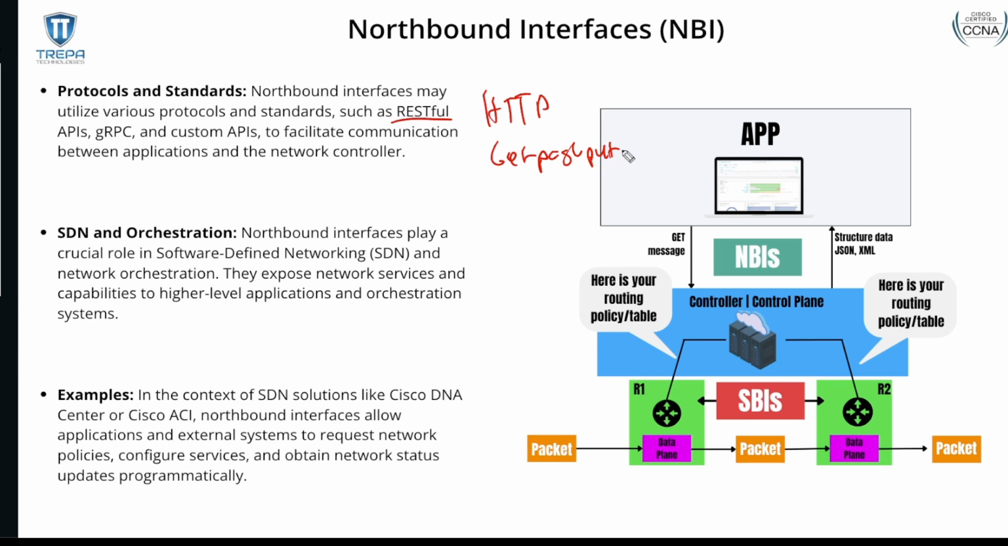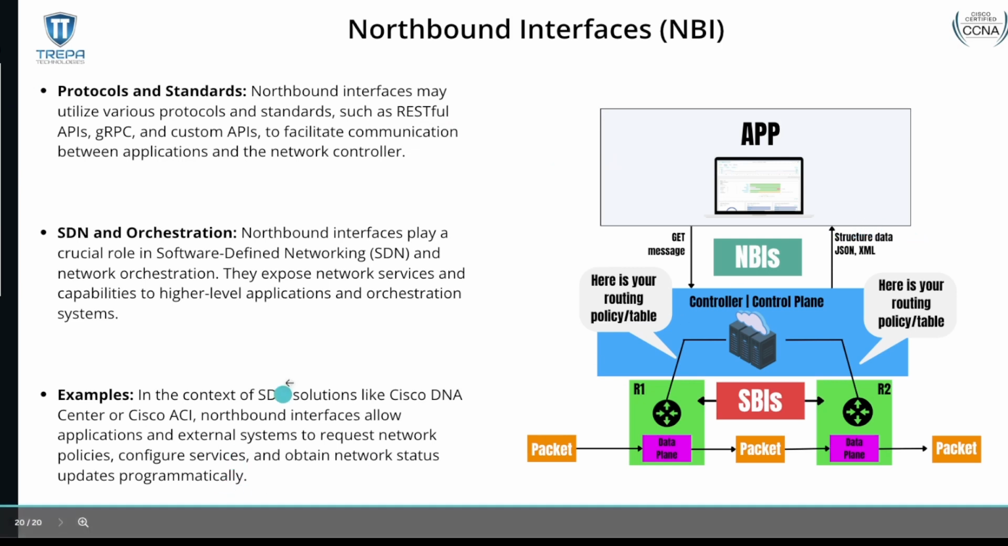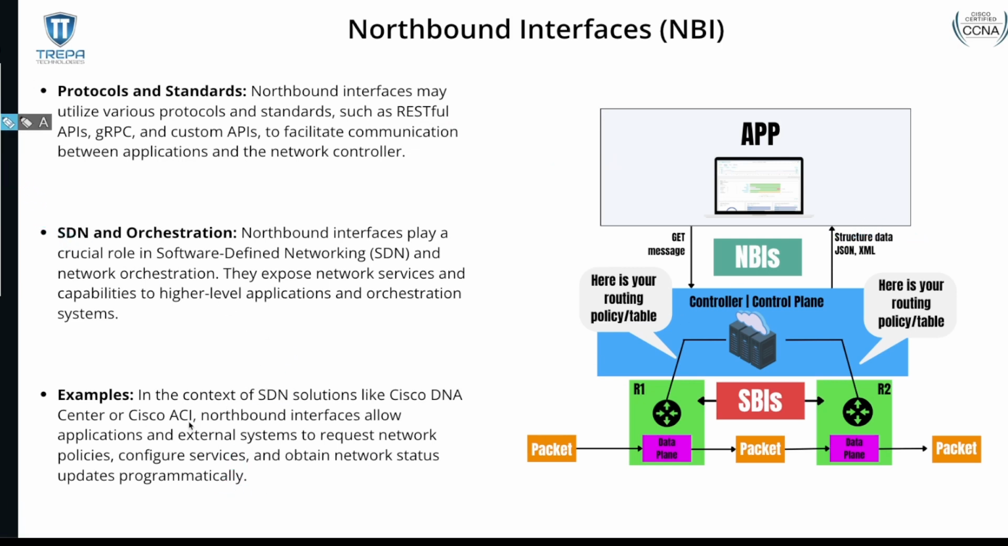It also plays a crucial role in SDN and orchestration. They expose network services and capabilities to high-level applications and orchestration systems. So again, some examples: DNA Center, SD-WAN, and Application Centric Infrastructure all use northbound APIs. Okay, so that's going to top it off for the slides. Now let's bring up a whiteboard. I want to go over something.